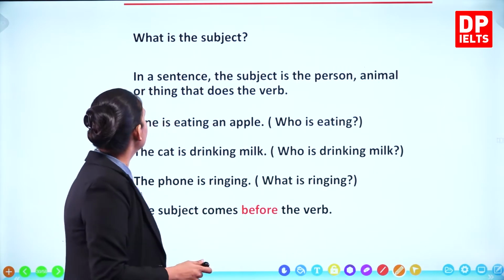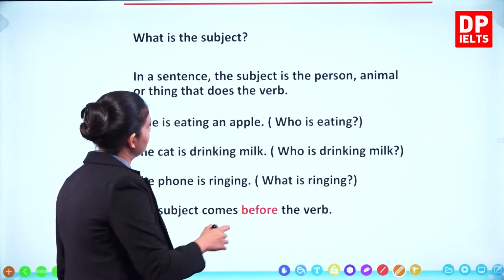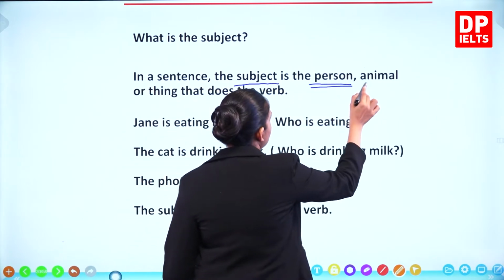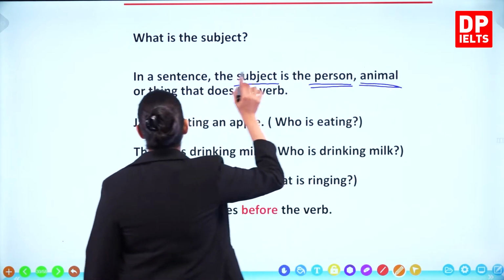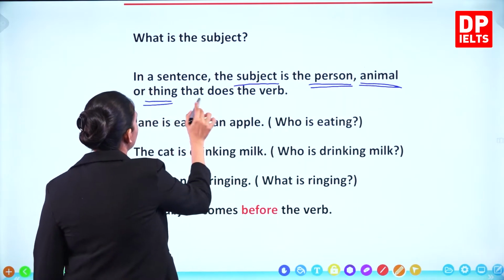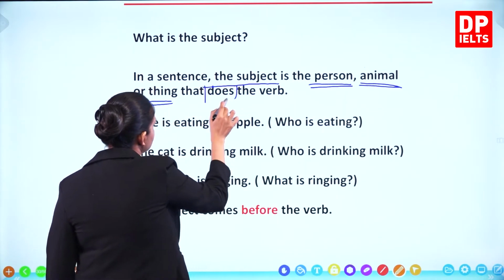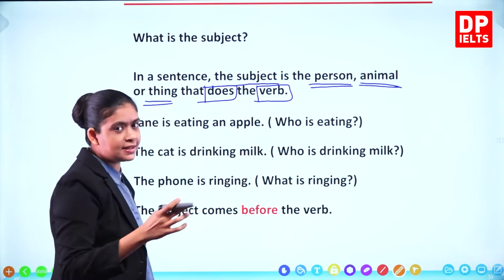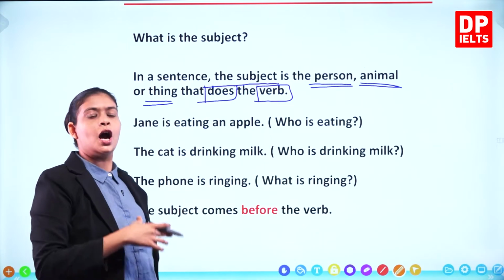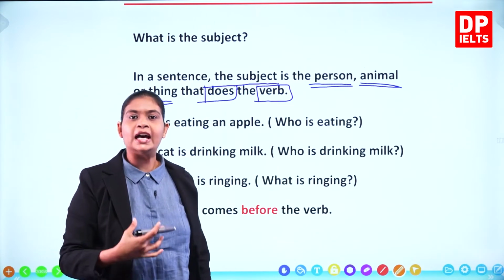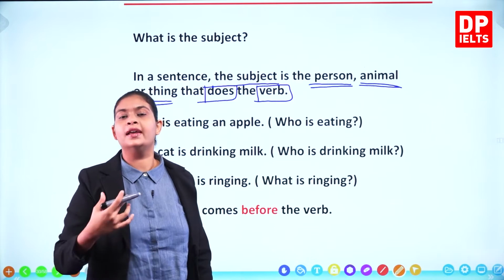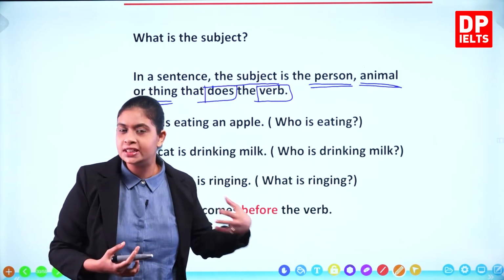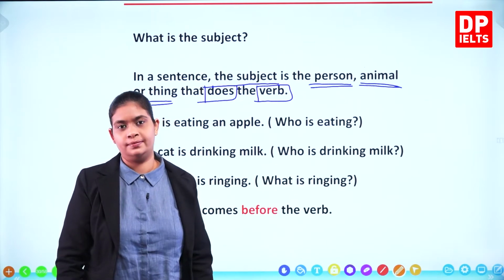Right? In a sentence, the subject is the person, the animal or thing that does the verb. So what is the subject? A person, a thing or an animal that does the verb or does the action.